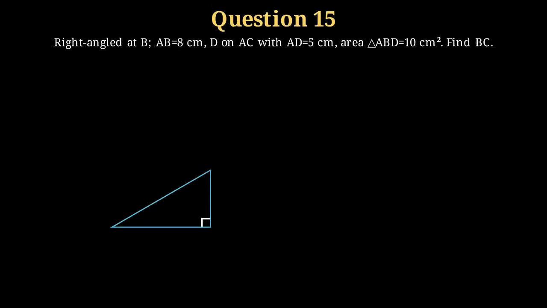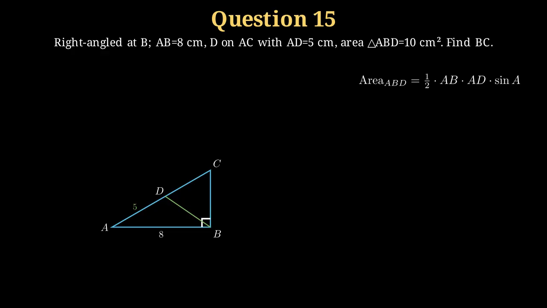Question 15. Triangle ABC is right-angled at B, with AB 8 centimetres. D is a point on AC with AD 5 centimetres, and the area of the smaller triangle ABD is 10 square centimetres. Find BC. The clever step is to use triangle ABD to find angle A.